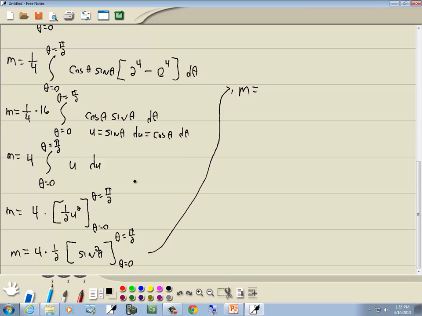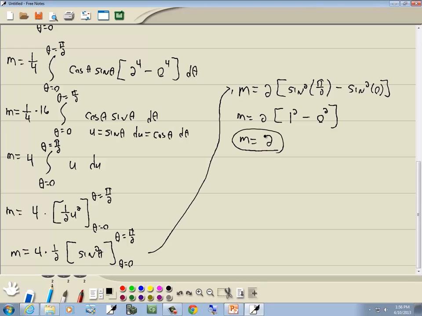Well, 4 times 1/2 is 2. And now I'll plug in these. So I'll put in pi over 2 for theta. So I got sine squared of pi over 2 minus, and I'll plug 0 in for theta. So I got sine squared of 0. Well, if I look at my unit circle, sine of pi over 2 is equal to 1. So this is 1 squared minus sine of 0 is 0, so we'll have 0 squared. Well, 1 squared is 1 minus 0 squared, that's still 1, and 2 times 1 gives us 2. So that's our answer.